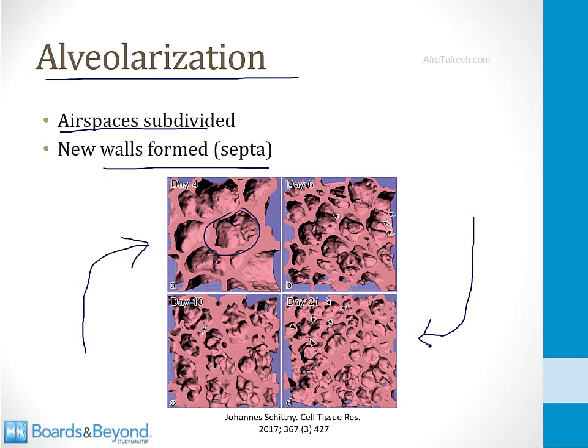You can see that the large air spaces have been divided up into smaller air spaces, which are much more numerous. What this does is greatly increase the surface area for gas exchange. Even though the air spaces are smaller, there are so many of them that there's much more ability for gas exchange. And this is what's happening during alveolarization, which, as I said before, begins at birth and continues into childhood or adolescence.